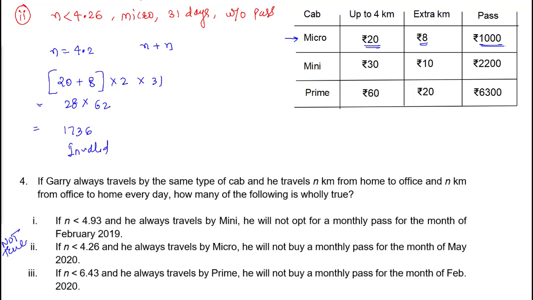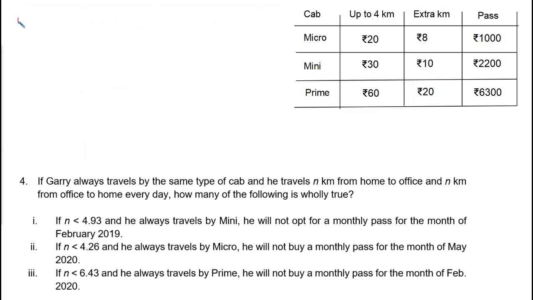Let's have a look at statement number 3. In statement number 3, the value of n is less than 6.43. He always travels by using prime cab here, and without pass again. So let's say the value of n is 6.4. For the first 4 kilometers by using prime cab it's 60 rupees, and we need to pay for how many extra kilometers? We need to pay for 3 extra kilometers. For that 0.4 extra kilometer is considered as 1 kilometer while charging the bill.